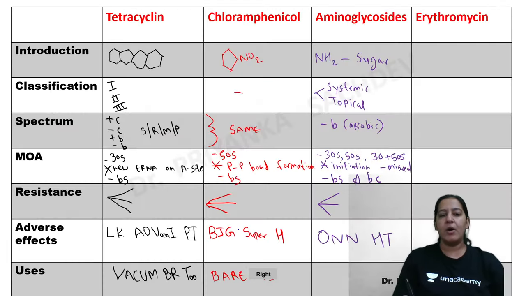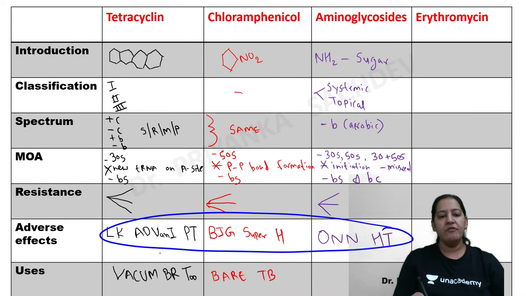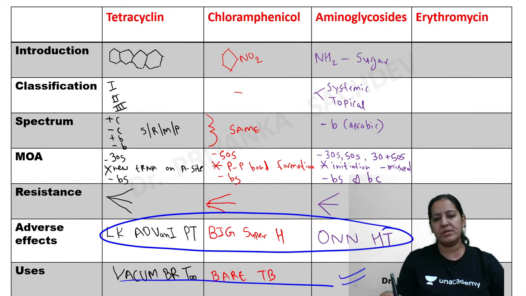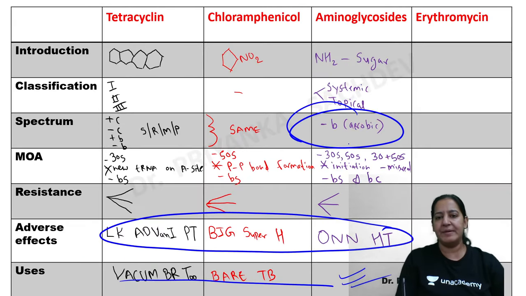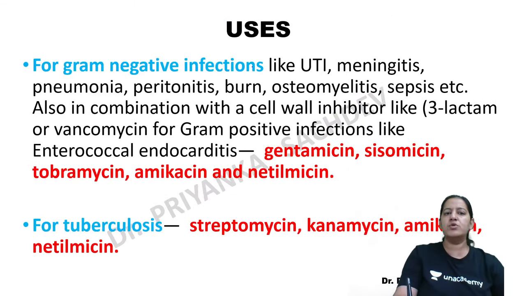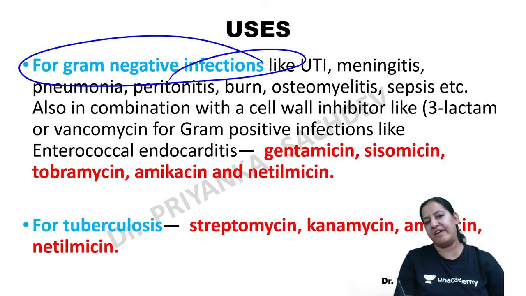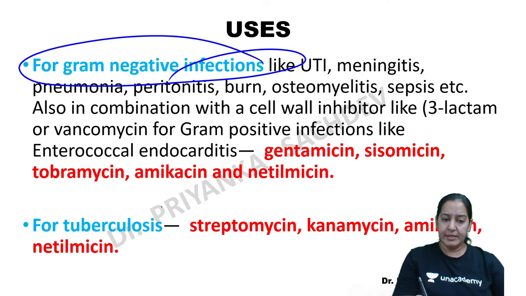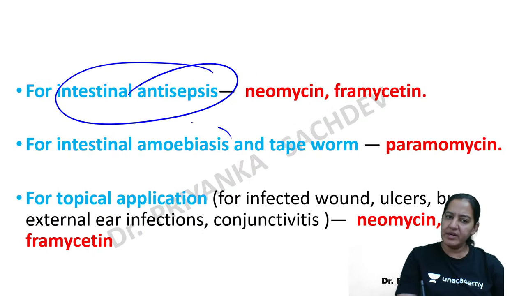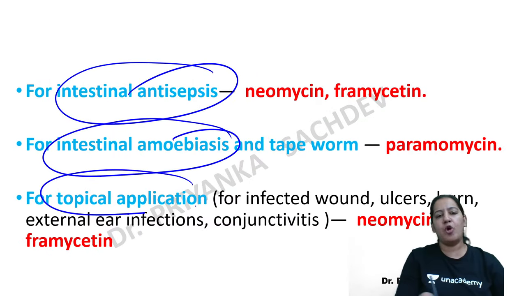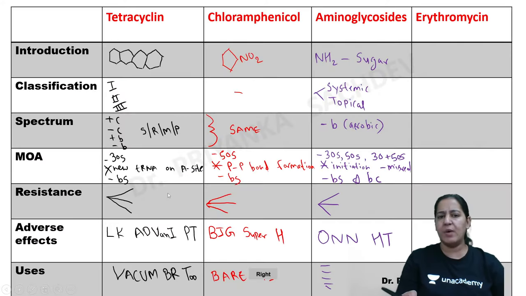Coming to uses. Unfortunately, you saw the adverse effect mnemonic till now, but for uses I don't have a mnemonic. It is used only for gram-negative bacilli, so it is used for all gram-negative bacterial infections. It is used for TB also. It is used in intestinal sepsis. It is used in intestinal amebiasis. And some topical applications. So I don't have any mnemonic. You can learn it by yourself as it is. So I am done with this chapter also.